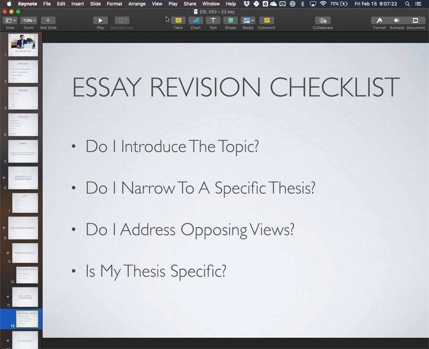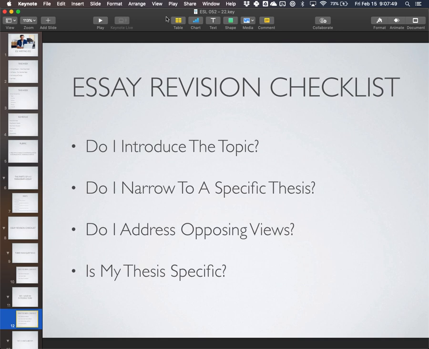Often these opposing views can even be part of a little introduction to your thesis. Some people say that Christmas is too commercialized, but I believe that Christmas is still a family holiday because it does this and this and this. There's my thesis, and the opposing views wrapped inside of one sentence. Does that make sense? You can do both there in one piece.